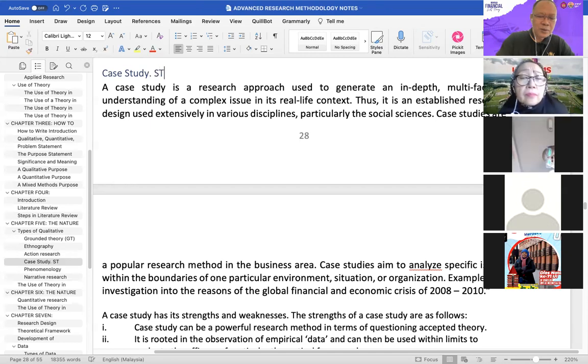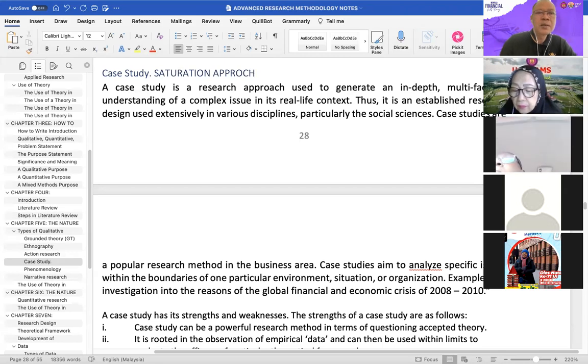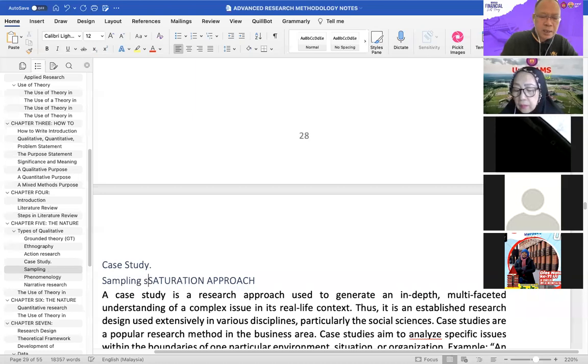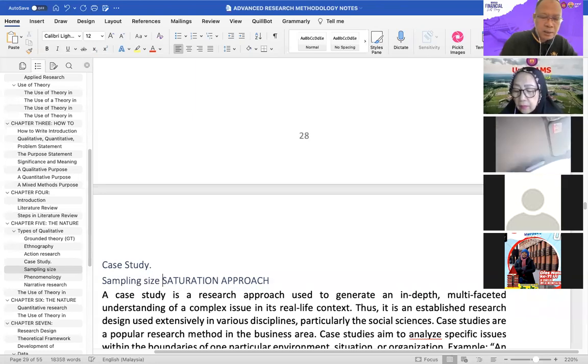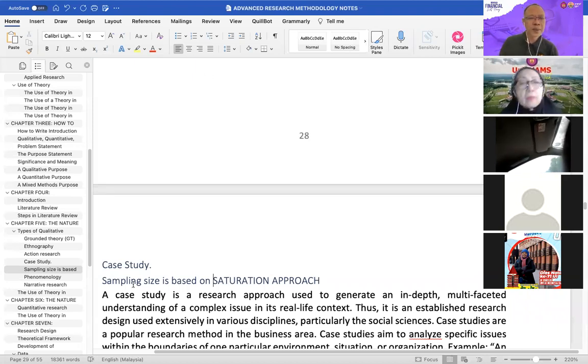I must google, right? Saturation approach. Research method that you are using. So your sampling size is based on the saturation approach. Then you Google what is a saturation approach, right?